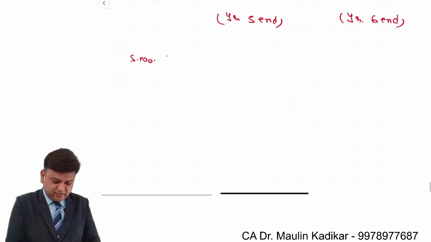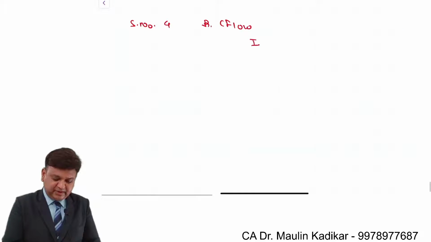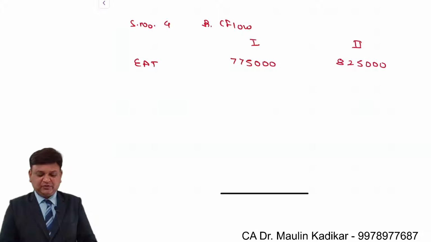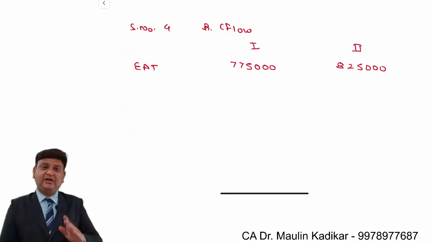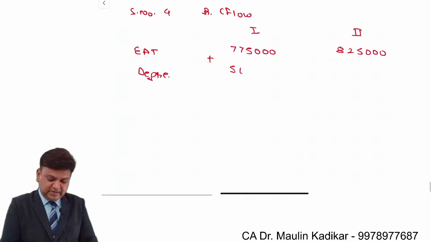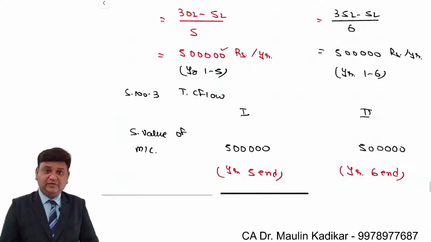Step number 4, recurring cash flow. For option number 1 and for option number 2. Earning after taxes is provided to us 7,75,000 and this is 8,25,000. Of course, we understand that the earning after taxes is after depreciation. So we add back depreciation. Why? Because it is a non-cash item. And this non-cash item must have been deducted in calculation of the earning after taxes.